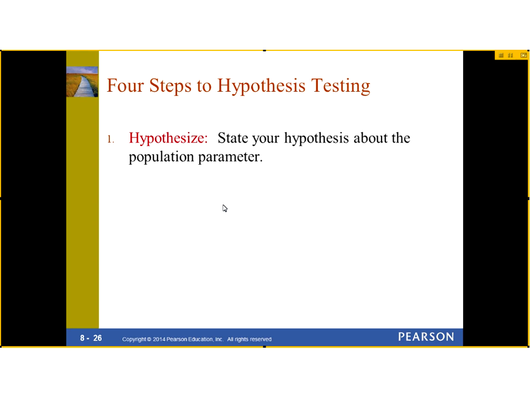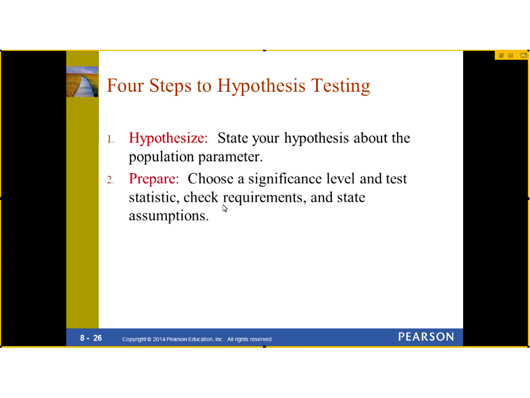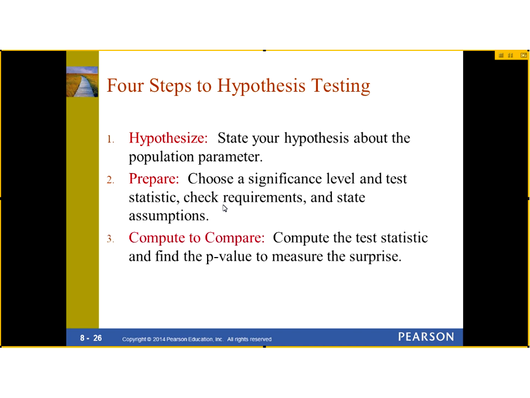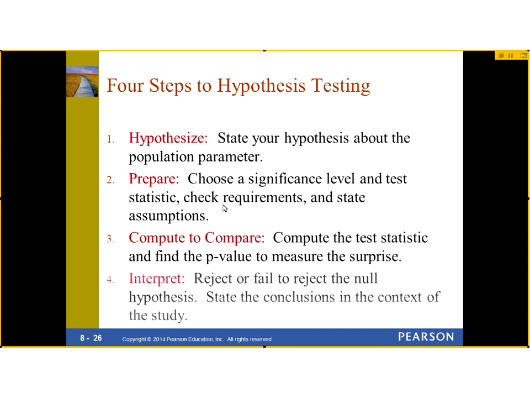State your hypothesis around the population parameter. Choose a significance level, test statistic, check the requirements, and state the assumptions. Compute to compare. So we're going to compute the test statistic and find the p-value to measure the surprise. And we're going to interpret it. Reject or fail to reject the null hypothesis. And we're going to state the conclusions in the context of the study.